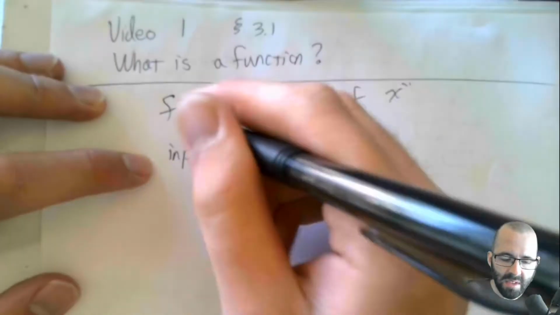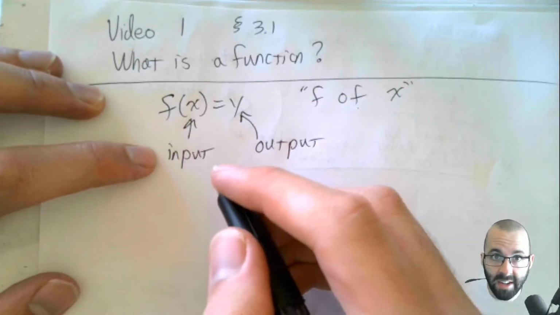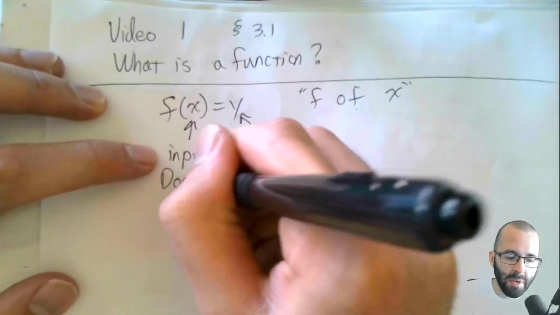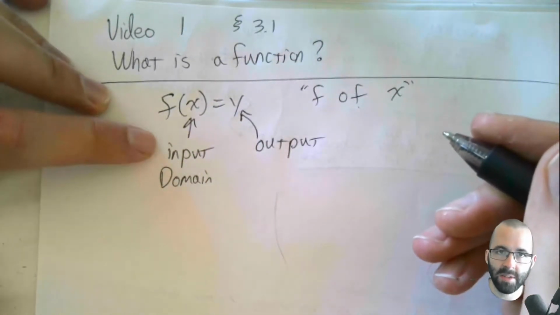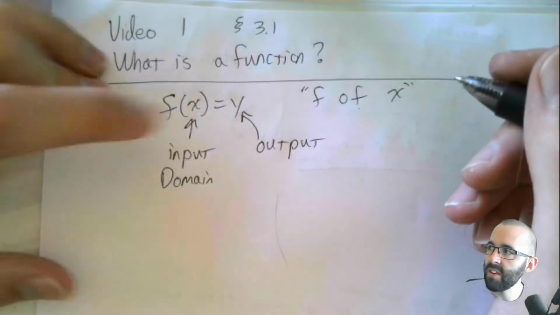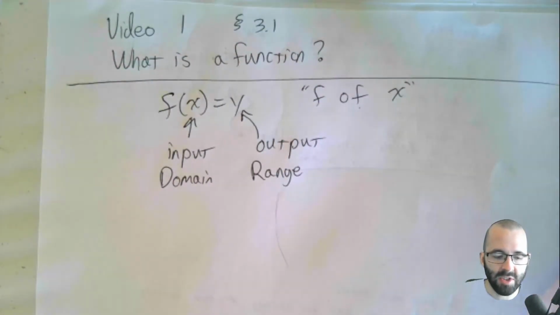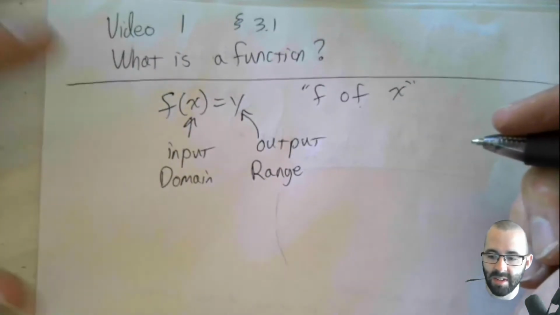Okay. And a lot of times we'll get into this more in the next section next week, but the set of all inputs is the domain. So there's that correspondence between input and domain. And the set of all the outputs is the range. So there's that relationship between the y values and the range, for example.